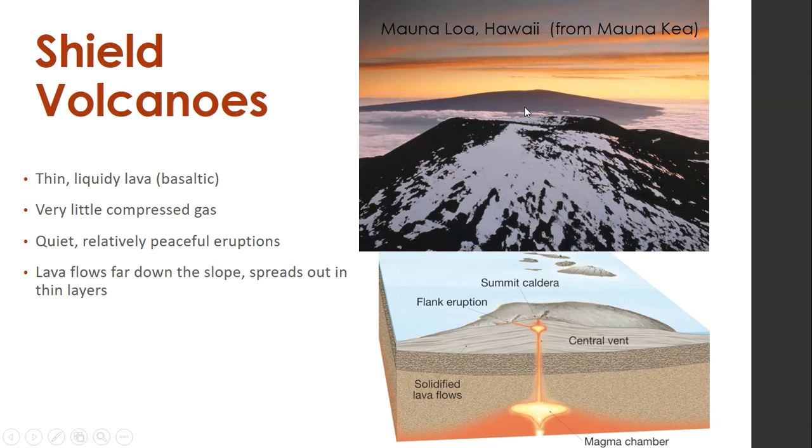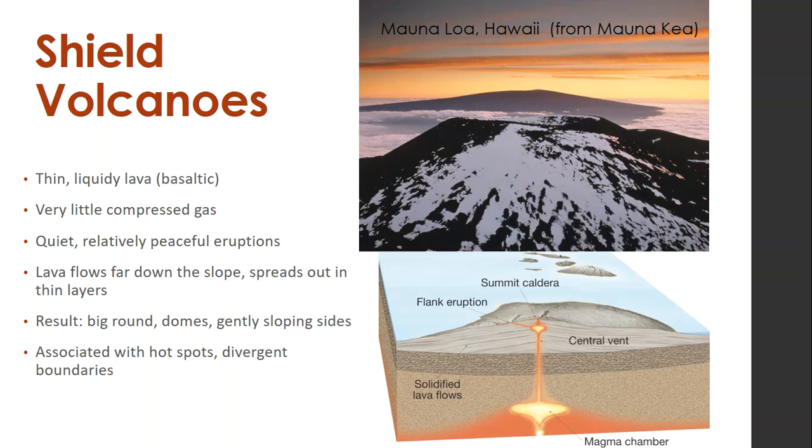But again, you get these very gentle sloping sides because you have this thin, liquidy lava that flows a long distance. So you get these big round domes with very gentle sloping sides. They are associated with hotspots and divergent boundaries. Unlike a convergent boundary where you probably have subduction, here you have magma that's just rising, it's very thin and liquidy, and it's just flowing over the sides.